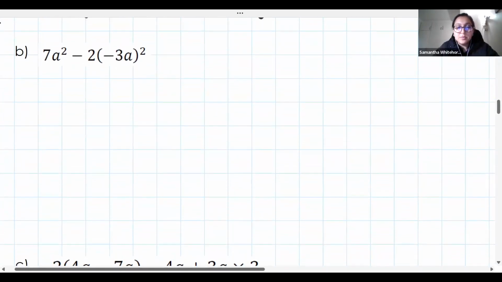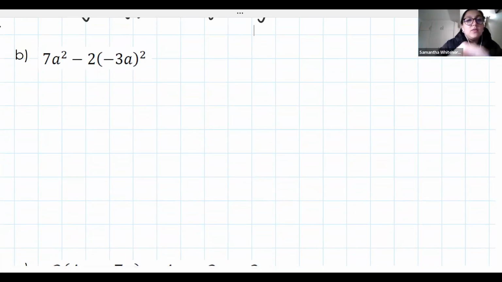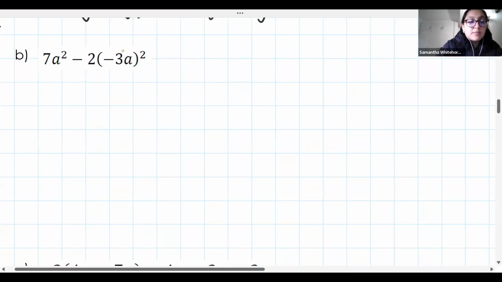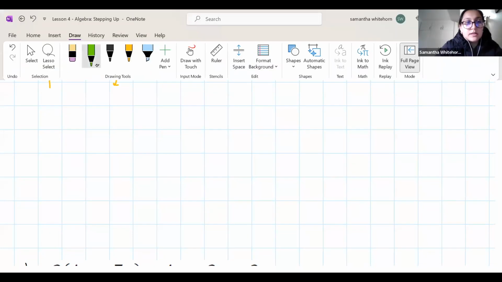Right, so question B. Again, I'm going to help you a little bit to start off with, and then you're going to try by yourself. So question B again, we want to identify our terms as our first step. Remember, we only consider plus or minus signs outside of the bracket, so we've only got one, which means that in this expression, we have got two terms. Now we want to simplify each term. Now, there's nothing I can do with term 1. It's 7a squared. That is what it is.